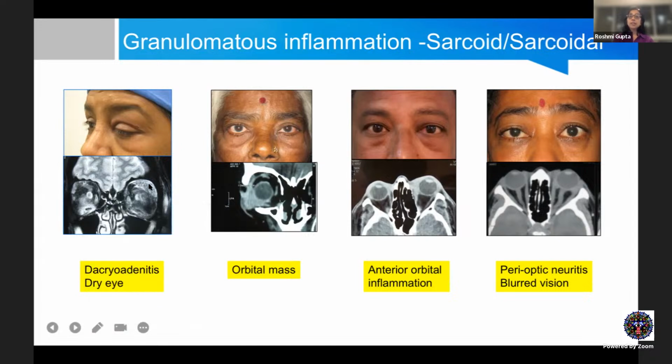It involves the lacrimal gland, and this might lead to pain as well as dry eye. It can be an isolated, simply an orbital mass lesion, which mimics a tumor. In this gentleman, you'll see an anterior orbital inflammation. And in this lady, you can see an inflammation which goes around the posterior surface of the globe, and there is a perioptic neuritis, and she presented with blurred vision.